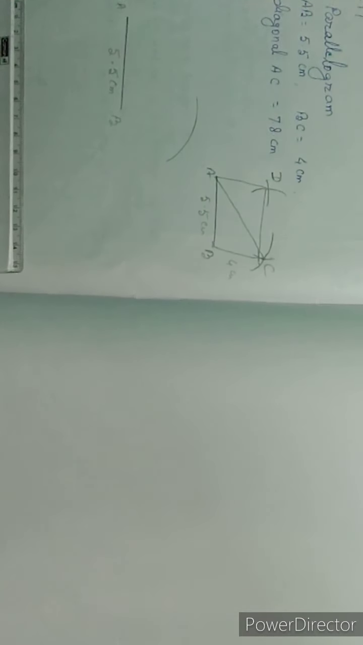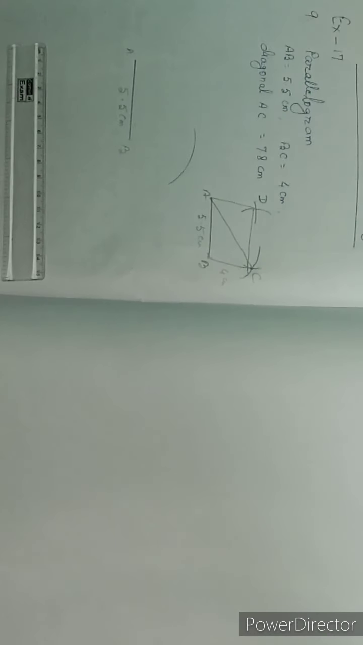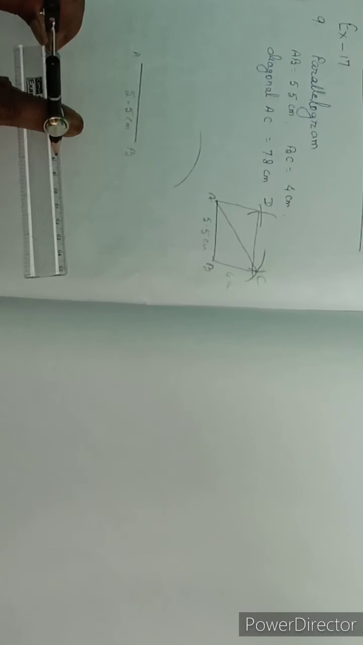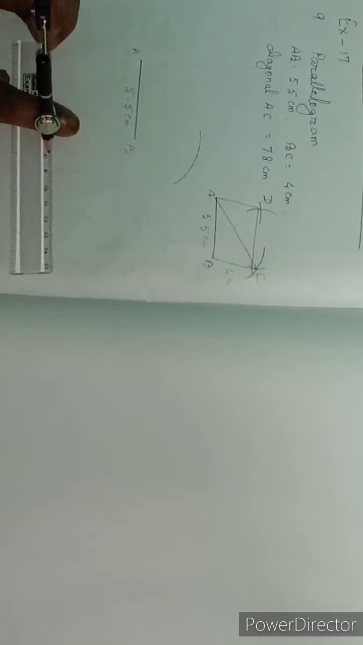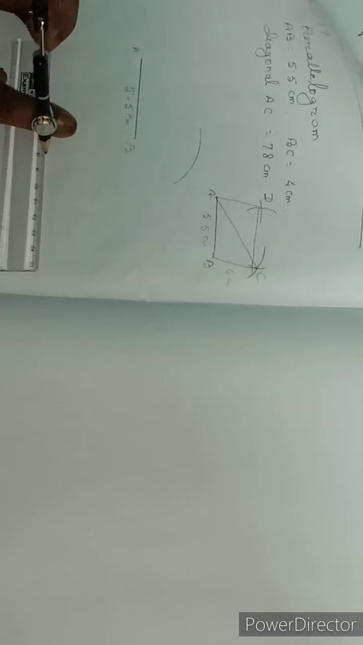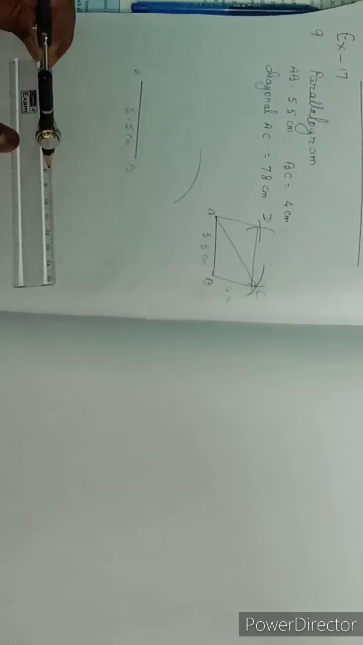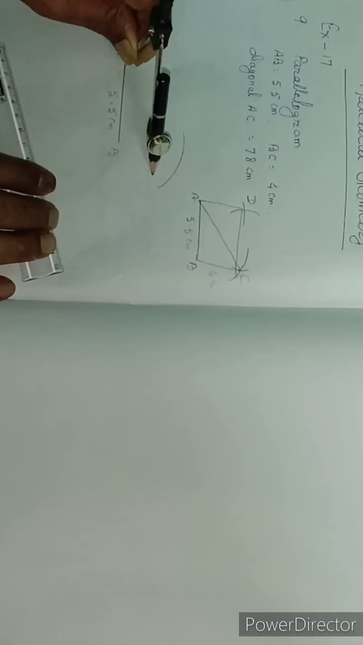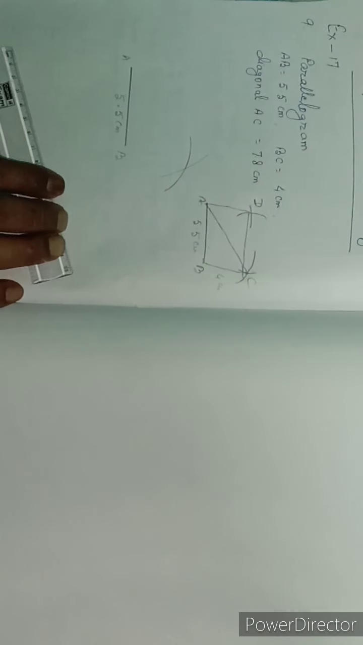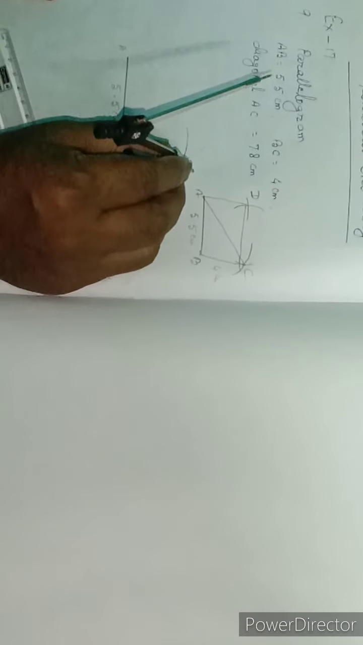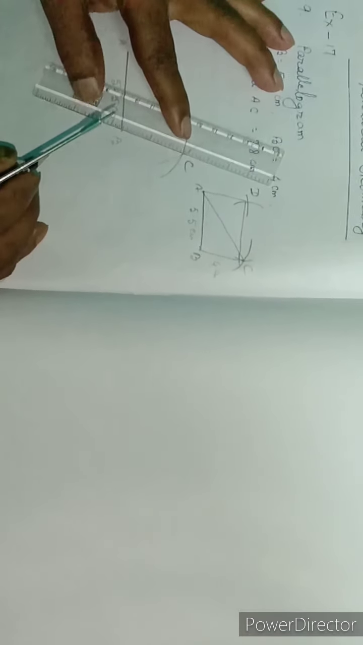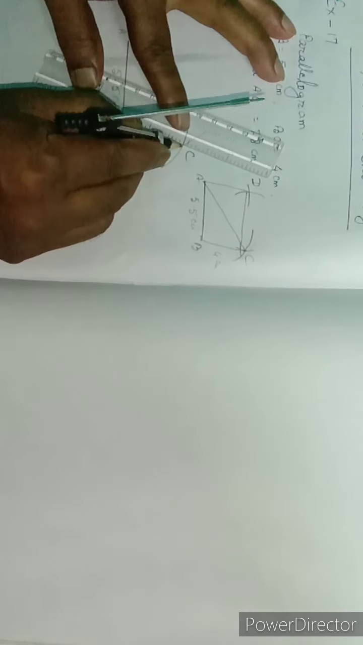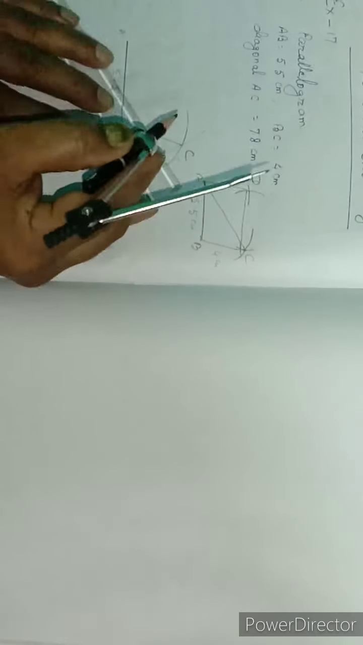Now we measure AC, 7.8 centimeter, as the radius on the scale by our compasses. This is 7.8 centimeter. Use A as the center and draw an arc to cross this arc. At the point of intersection, we keep the name C. Now we join BC and AC.